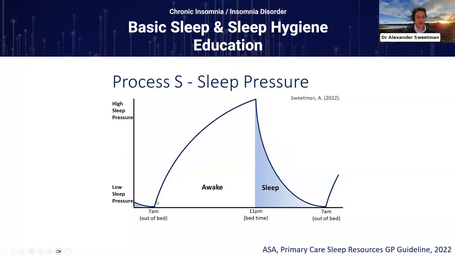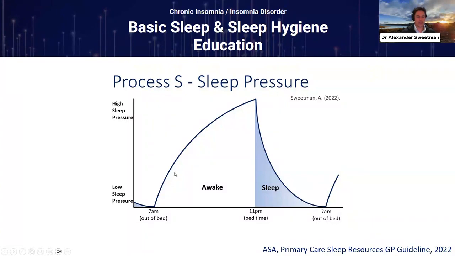So for each hour that we're awake during the day, our sleep pressure is gradually increasing until it's hopefully at its highest point at the time we get into bed in the evening. And when we fall asleep, our sleep pressure is reduced quite rapidly during the first half of the night, probably coinciding with most of our deep sleep occurring in the first half of the night, and then more gradually in the second half of the night.